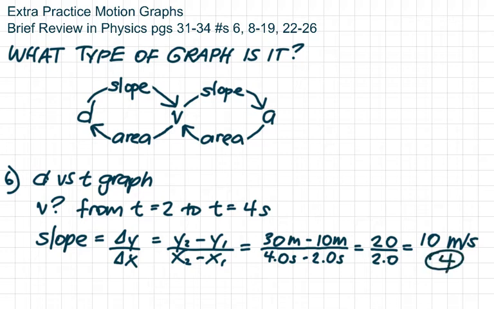Somebody could argue, do you have to do the slope? Can't you just do D over T? Doesn't V equal D over T? Yeah, of course. It goes 20 meters in 2 seconds, so we do 20 meters in 2 seconds, and you get 10 meters per second. So either approach works.